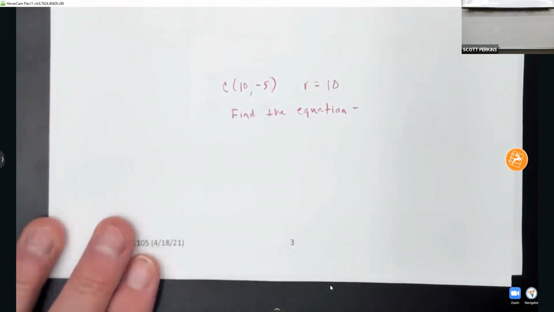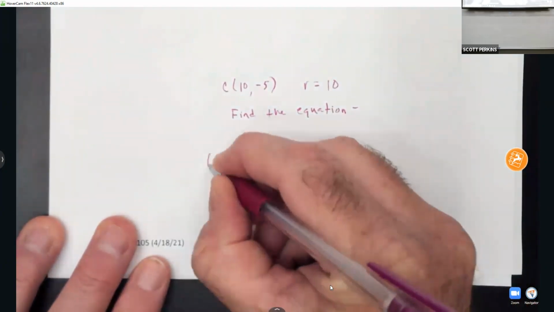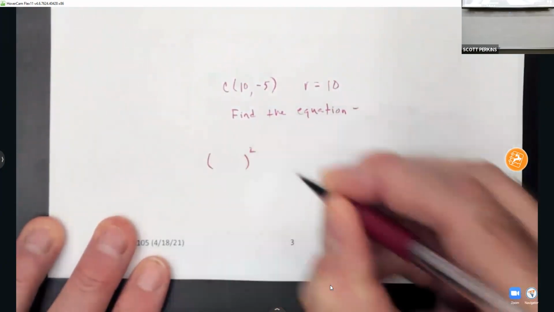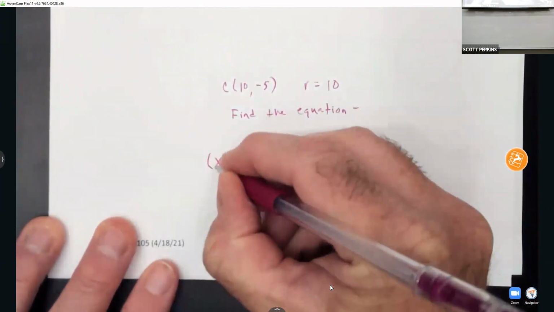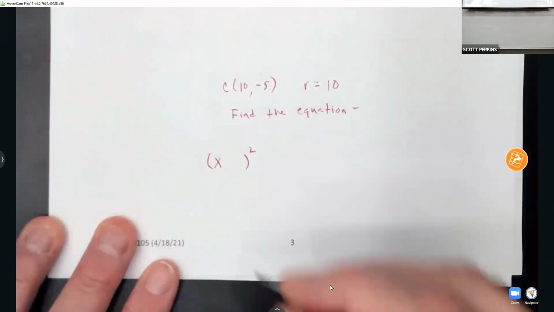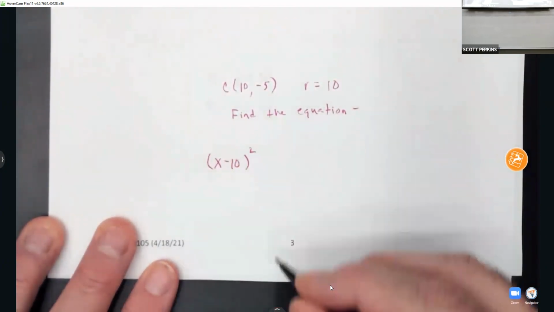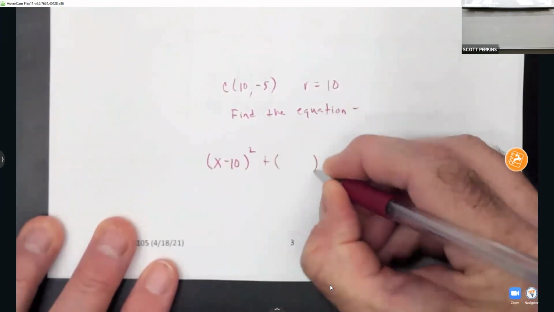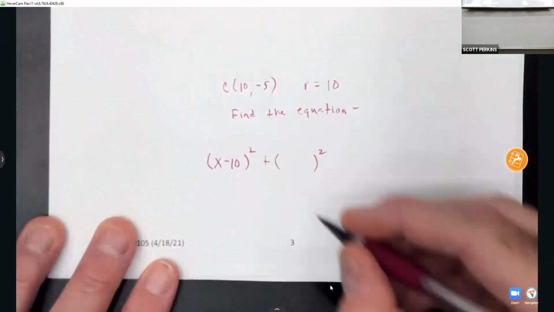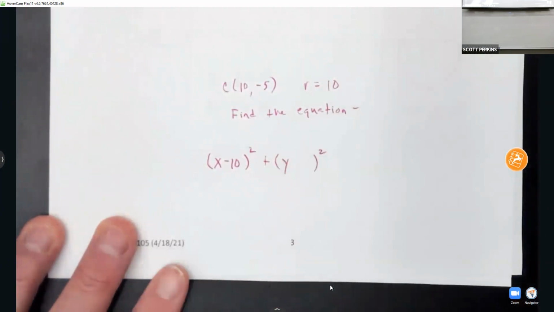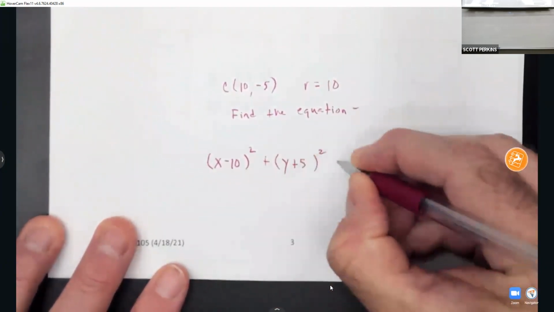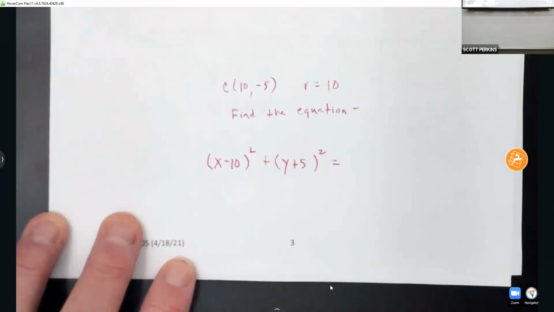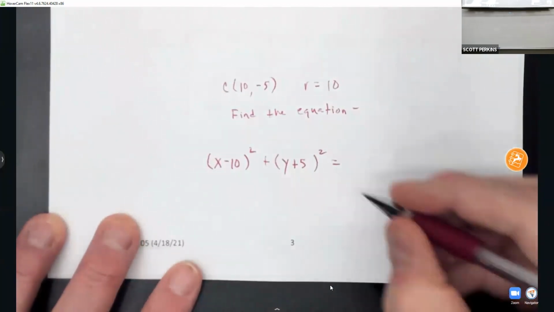So when I go to put this in center radius form, my first binomial squared is x, then what? Minus 10, that's great. And then we have a plus, and then my binomial for the y's is y plus 5, great. And then on the other side, I have 100, r squared.